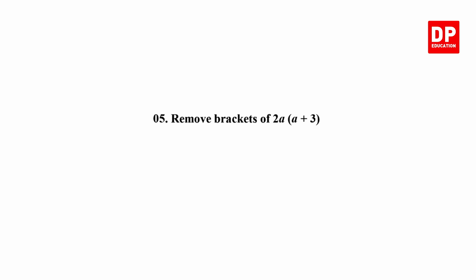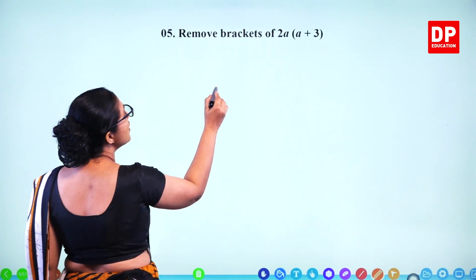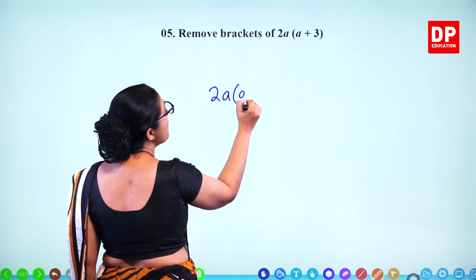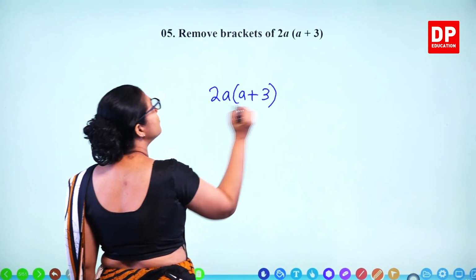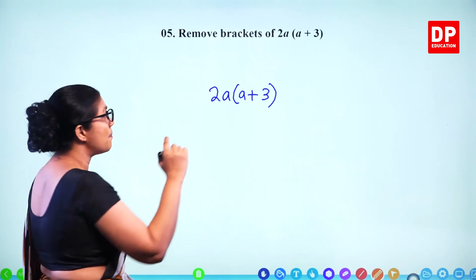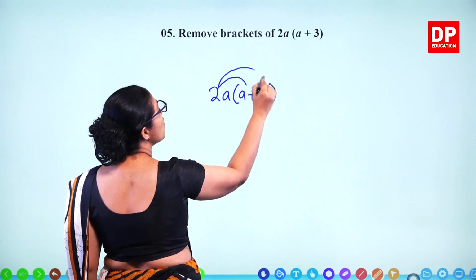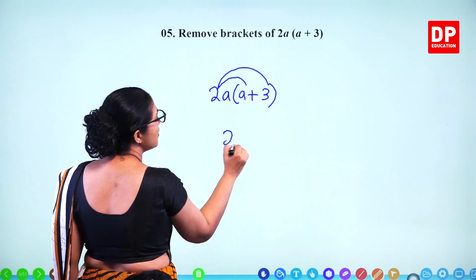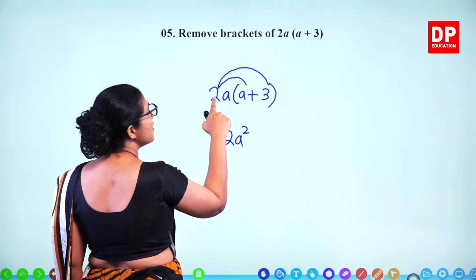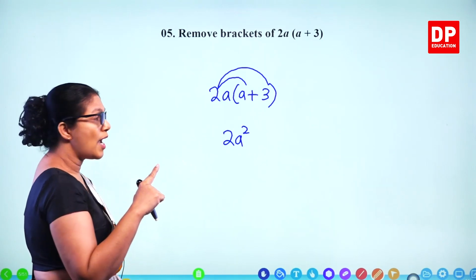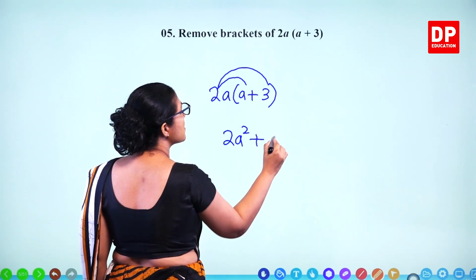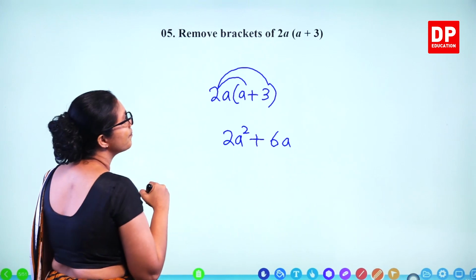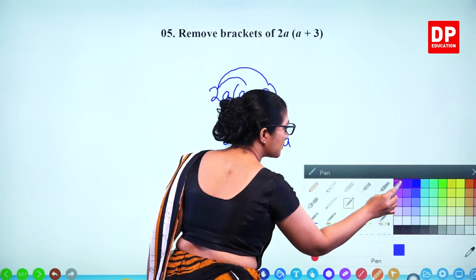Question number 5. Remove the brackets of 2a(a plus 3). How do you do that? You have to multiply each term by the outside number. 2a into a, 2a squared. 2a into 3, 3 times 2, you get 6, 6a. So you get 2 marks.